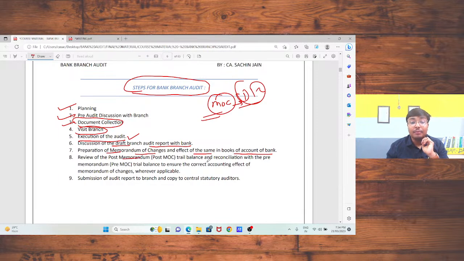Review the post-MOC trial balance, because when the bank makes the changes in the CBS software itself, then you should generate the new trial balance from that.